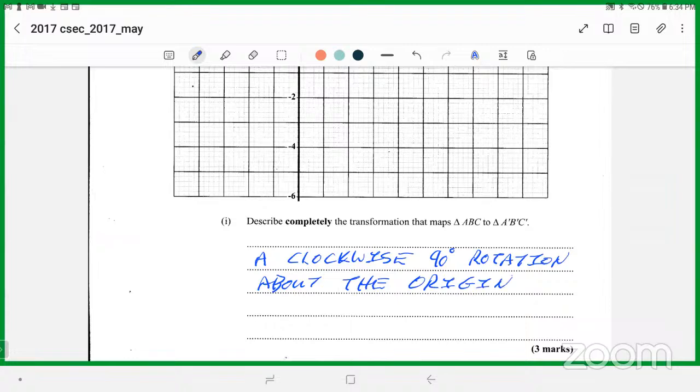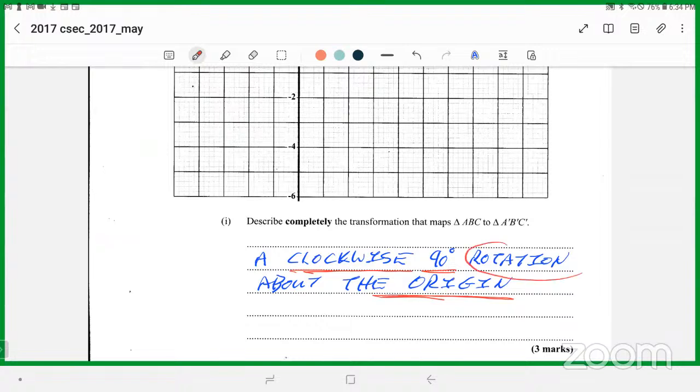Now listen to me now. If you leave off this part, you're not going to get the marks. When you're describing a rotation, there are 3 things you have to state about the rotation. You have to state the angle of the rotation, which is what I've done here. You have to state the direction of the rotation. You have to state the center of the rotation.